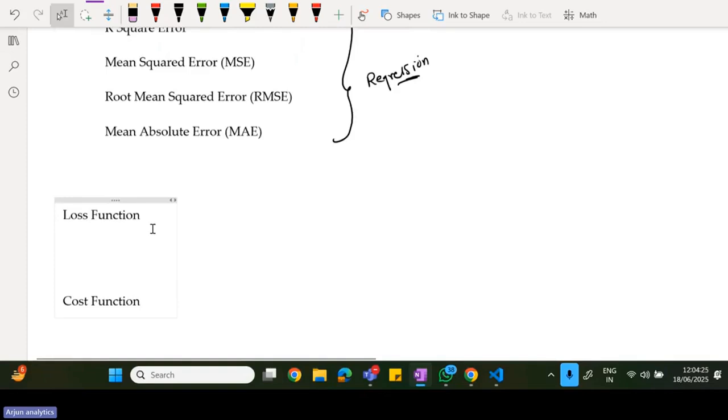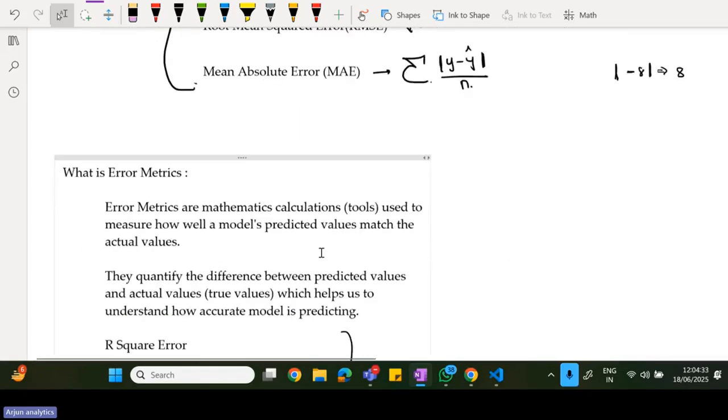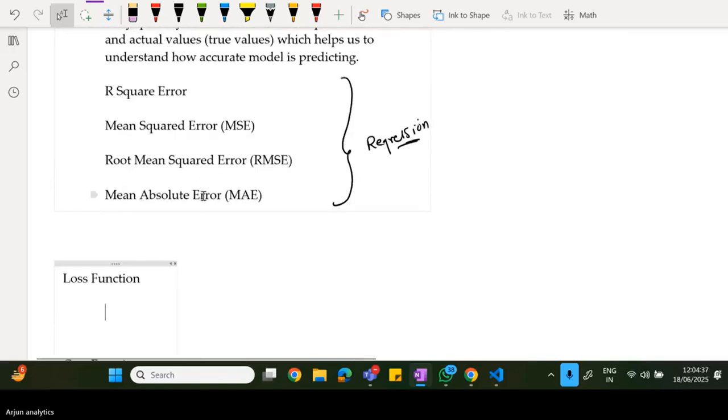If a person enters into this field, they will definitely ask you what are the error metrics under regression. Again, error metrics under regression are these. The error metrics under classification are different, they are not the same. They are slightly different. As I just told you, accuracy, confusion matrix, F1 score, all this comes over there.